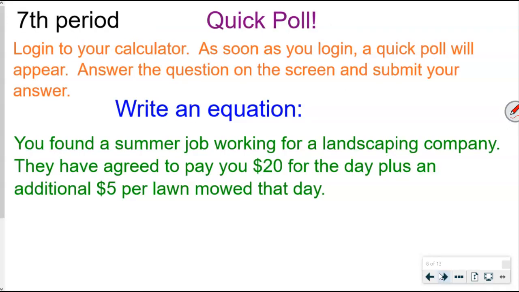To get started, we have an equation that we need to write given this story. It's a little quick poll. You found a summer job working for a landscaping company. They have agreed to pay you $20 for the day, plus an additional $5 for each lawn that you mow that day. So you need to write an equation to represent that. Go ahead and pause the recording as you write your own equation now.